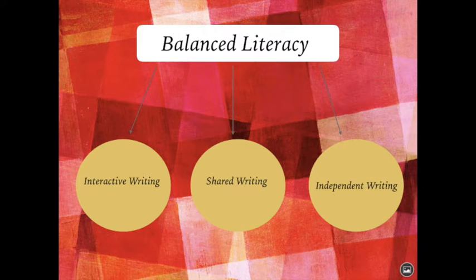The components of balanced literacy include interactive, shared, and independent writing. Interactive writing is when the teacher and the student share the pen. For example, a teacher could write simple sentences on the paper and have the student fill in the blank left by the teacher. Shared writing is the method of teaching students to write by modeling it for them. The teacher acts as a scribe while the students work together to contribute ideas.